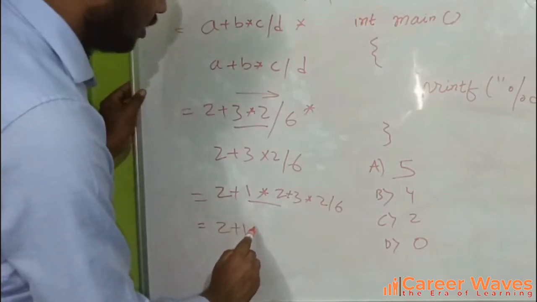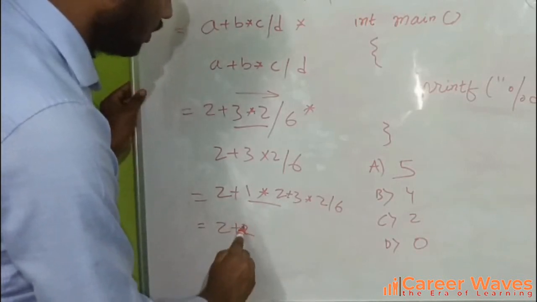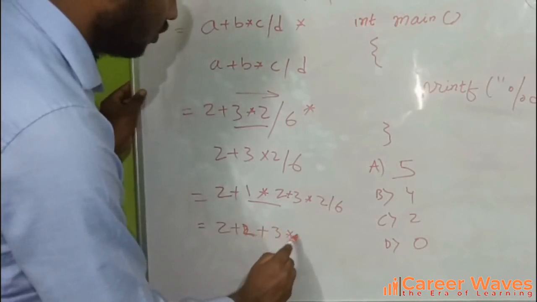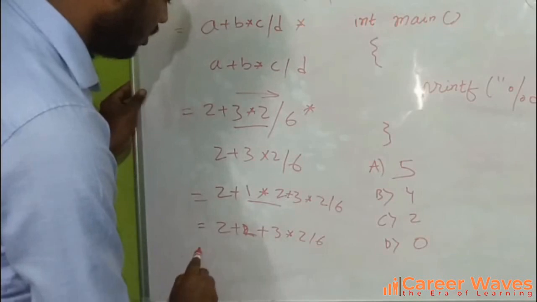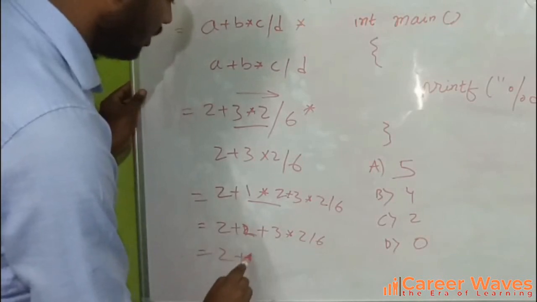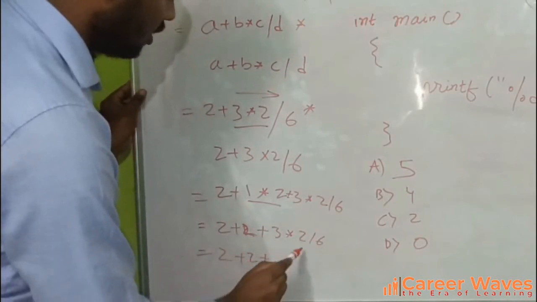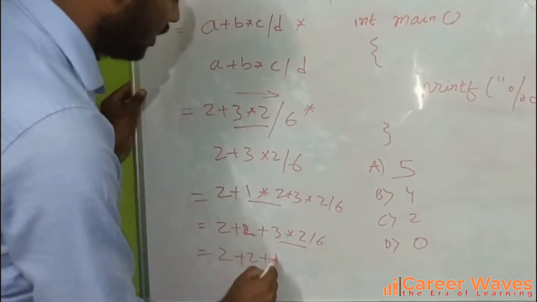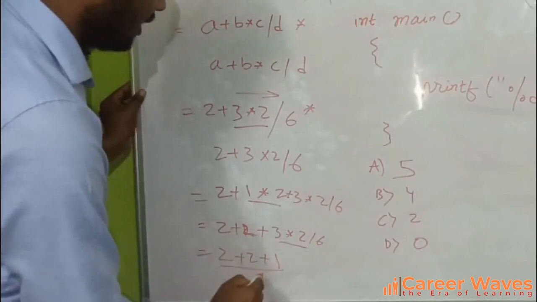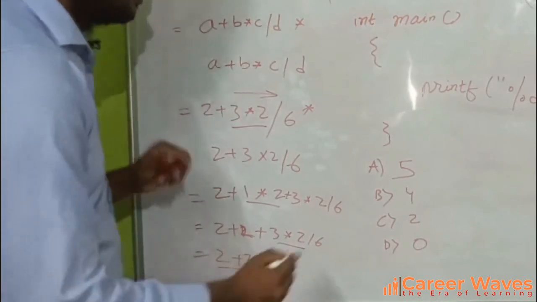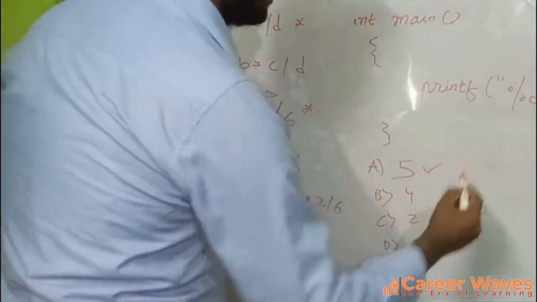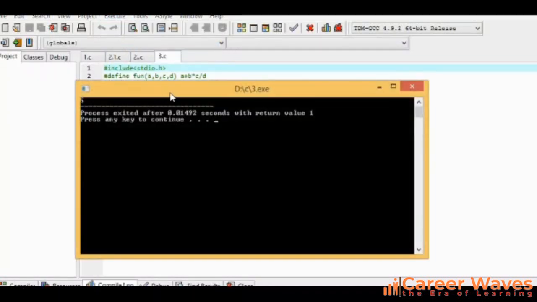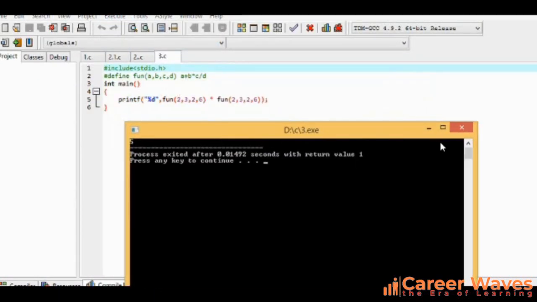So 2 into 1 becomes 2. So here 2 will be written, plus 3 into 2 by 6. So 3 into 2 is 6, 6 divided by 6 becomes 1. So here comes 1, and after adding this, we'll get the answer as 5. So option A will be the correct answer. As you can see, the output for this code is 5.